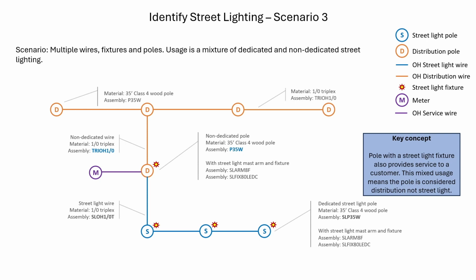So the key concept is to really make sure you understand if having a streetlight fixture is indicating a dedicated streetlight scenario, in which case everything on the pole will be street lighting, or if it also provides service. Even if in this case the street light was up here and just the power was continuing to go down the line here, in those cases it's not dedicated to street lighting, and so the assembly would become a distribution related assembly.